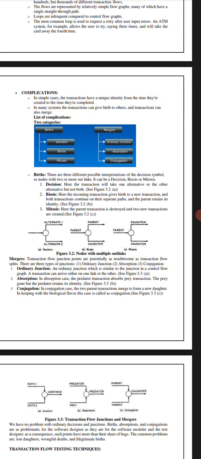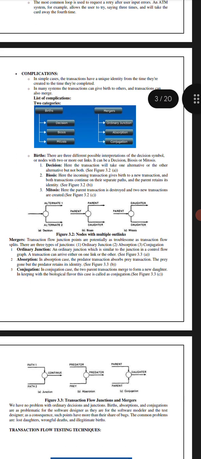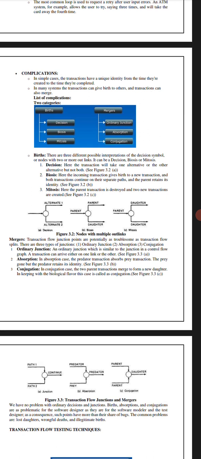Mergers. Transaction flow junction points are potentially as troublesome as transaction flow splits. There are three types of junctions: ordinary junction, absorption, conjugation. Ordinary junction: an ordinary junction is similar to the junction in a control flow graph. A transaction can arrive either on one link or the other. Absorption: in the absorption case, the predator transaction absorbs the prey transaction. The prey is gone but the predator retains its identity.